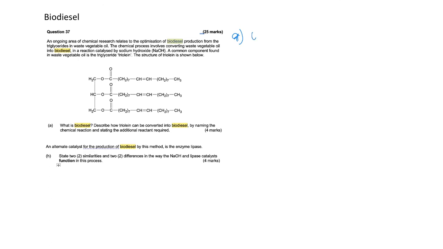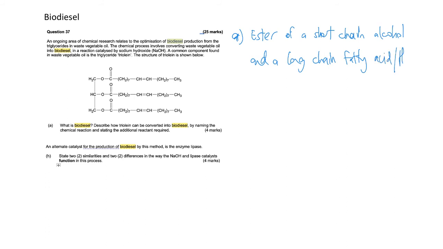What is biodiesel? It is an ester of a short chain alcohol, either a methanol or an ethanol, and a long chain fatty acid, alternatively a hydrocarbon chain. Effectively it is a methyl group here attached to an ester group attached to a long carbon chain here, where this part here has to be 14 plus carbons.